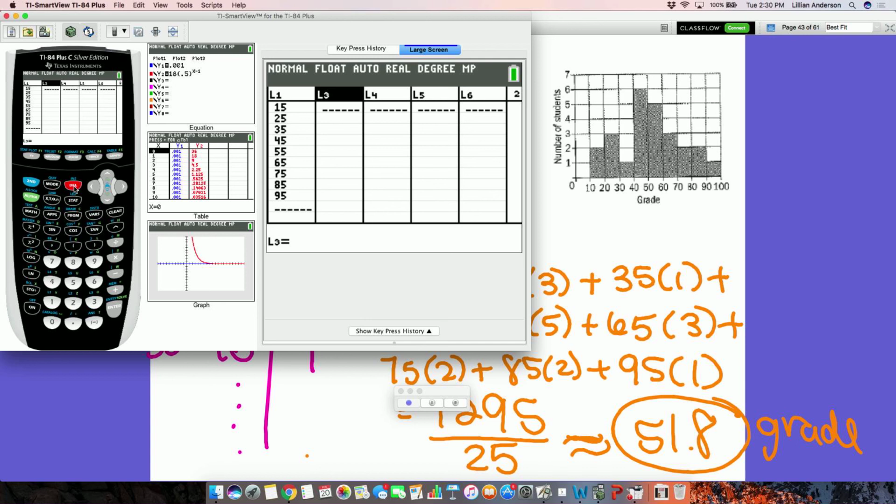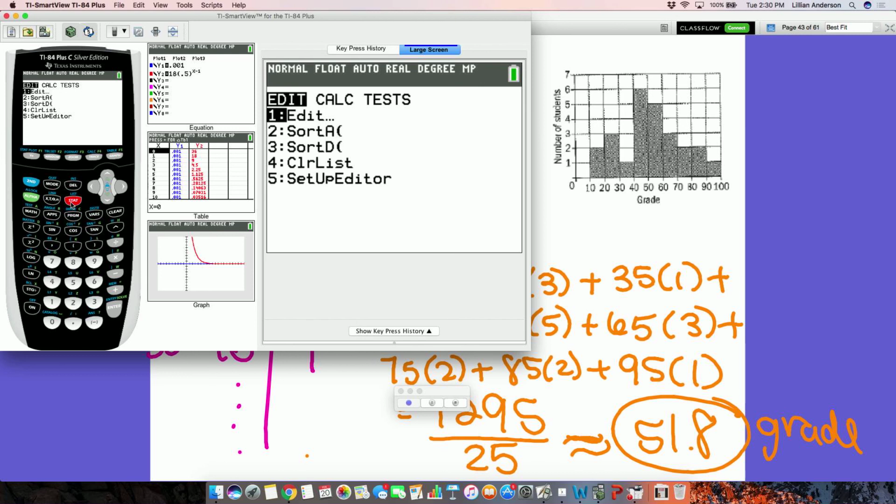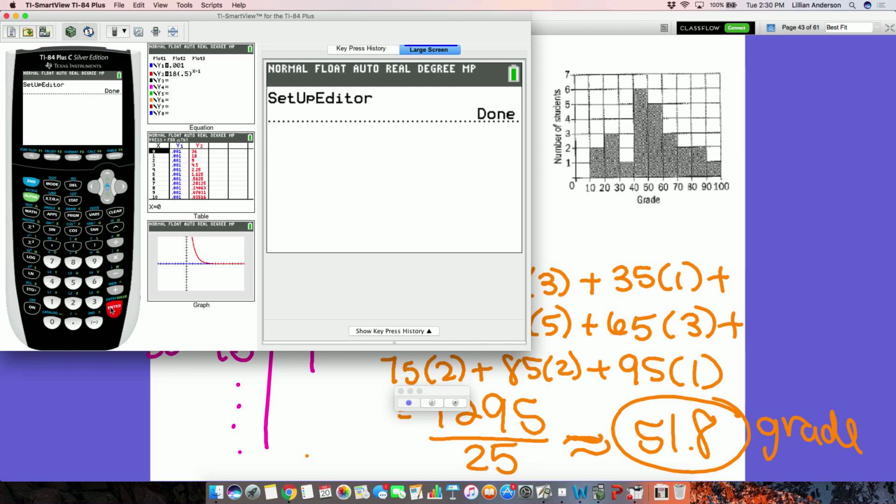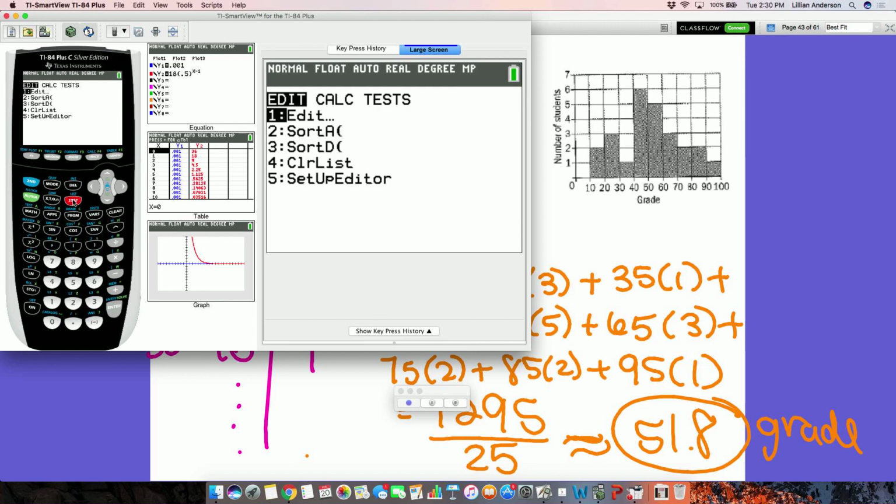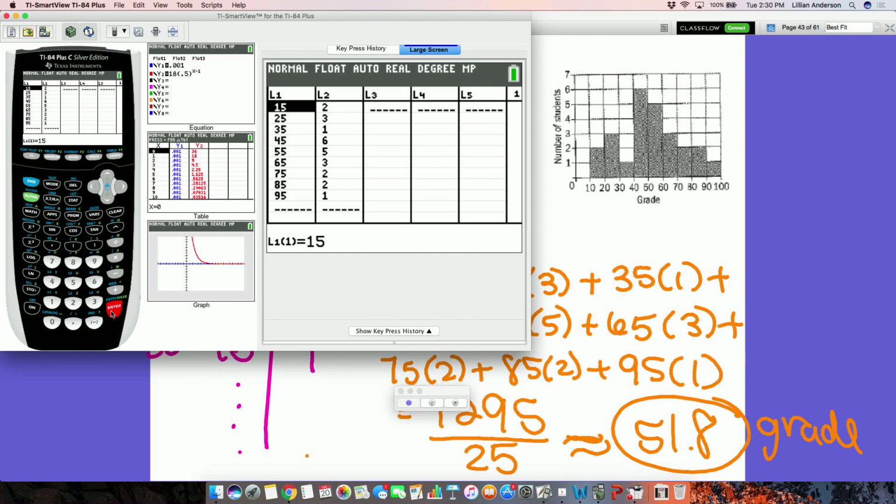So let's say you accidentally do this. And it is going to happen. It's happened to everyone at some point, because you forget. You're rushing, right? To get it back, you press stat. You go down to option 5, which says set up editor. And then you just click enter. What it does is it reformats your list and brings L2 back, or L1, whichever one you deleted. Technically, you could delete 3, 4, and 5. It really doesn't matter. We just need 1 and 2.